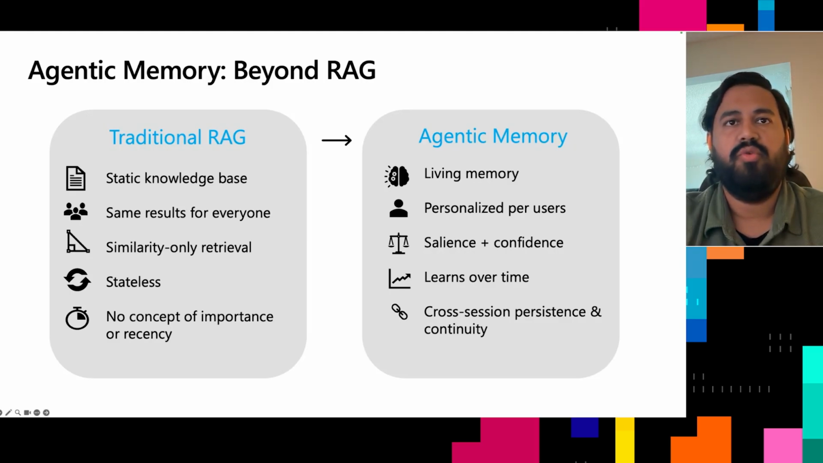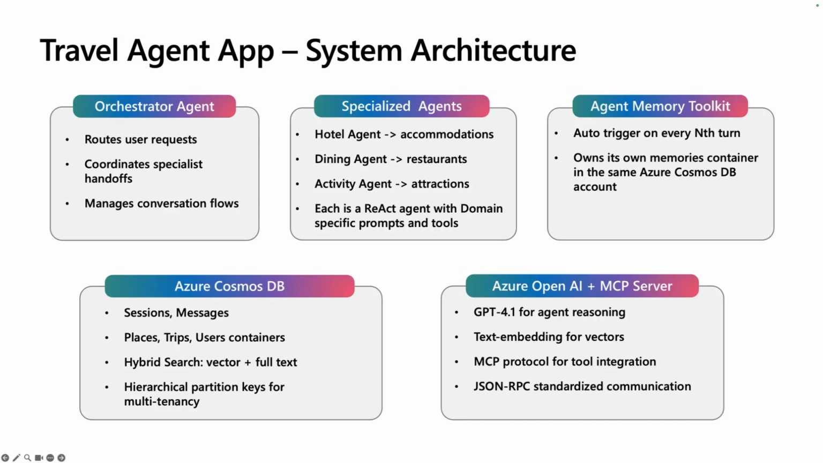Let's now go over the system architecture for our travel agent application that we are going to demo at the later end of the session. So now let's zoom out and look at the full system architecture. Everything starts when a message lands in the orchestrator agent. This is the front door of our application. Every conversation comes through the orchestrator first. Its only job is to understand intent and decide which specialist should handle it.